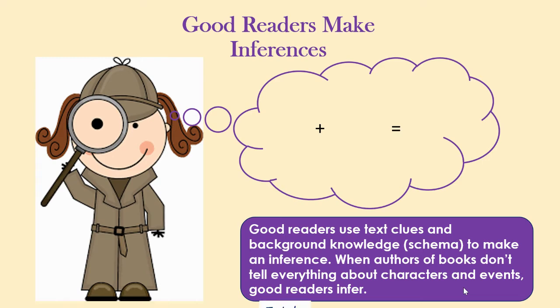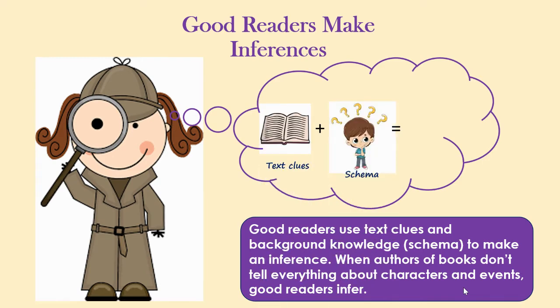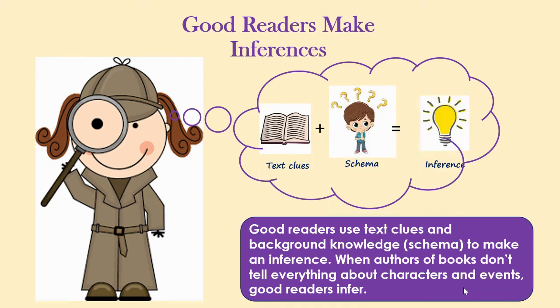Great. You should have said that text clues plus the schema equals an inference. Let's do that together. Text clues plus schema equals an inference. Good readers, like Ingrid and like us, use text clues and background knowledge to make inferences. When authors of books don't tell you everything about characters and events, a good reader has to infer, work it out.